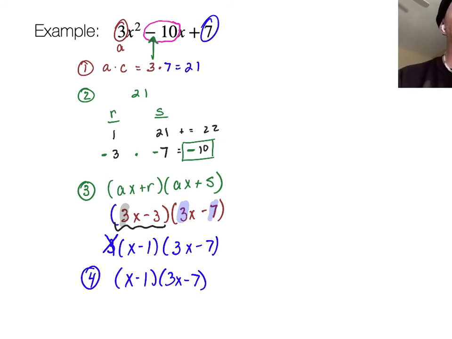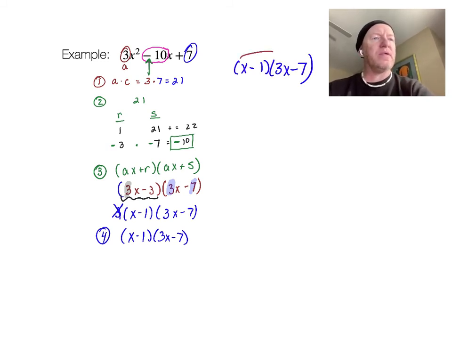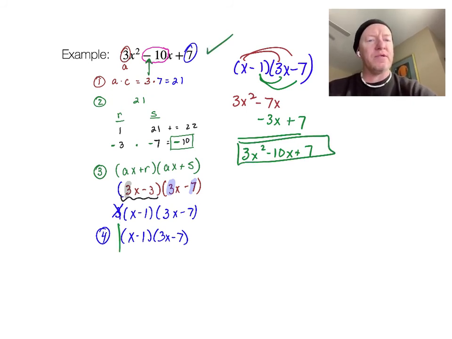I'm going to run up here and check it real quick so you can see it does work out. Distribute x: 3x squared. Distribute x: negative 7x. Distribute negative 1: negative 3x. Distribute negative 1: positive 7. 3x squared minus 10x plus 7. Yep, it checks with the original problem. So this is our answer.